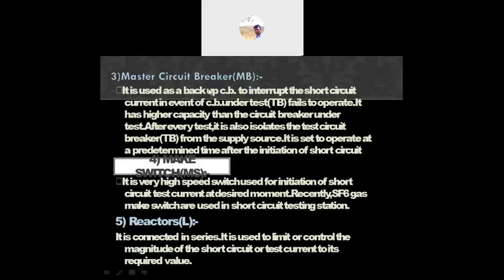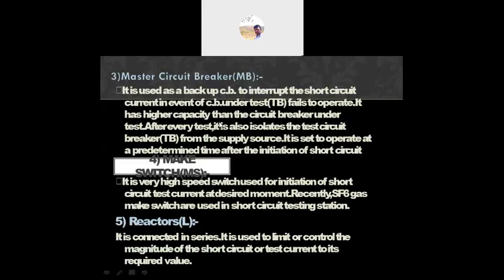If the short circuit current is high and the circuit breaker under test fails to operate, it has the capacity to handle the fault. If that one fails, the fault current will flow through the line, so we have to stop it. That's called the master circuit breaker.